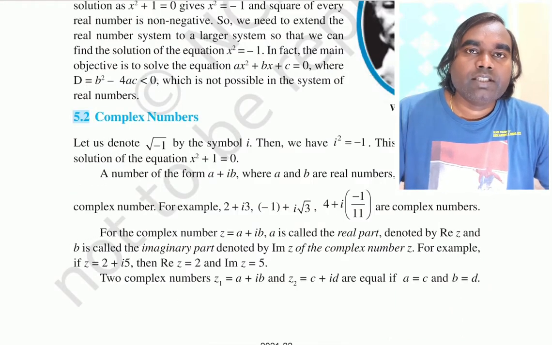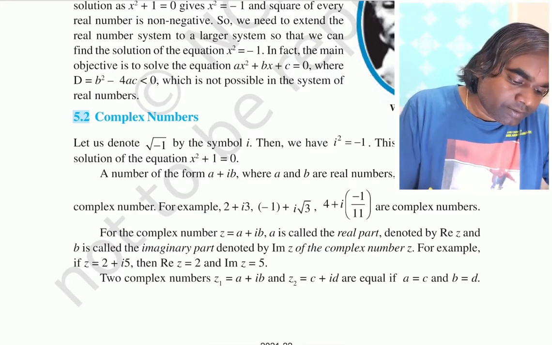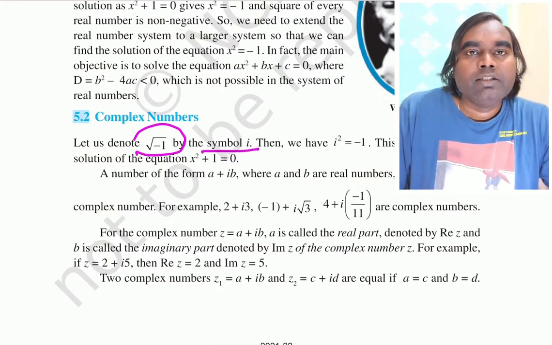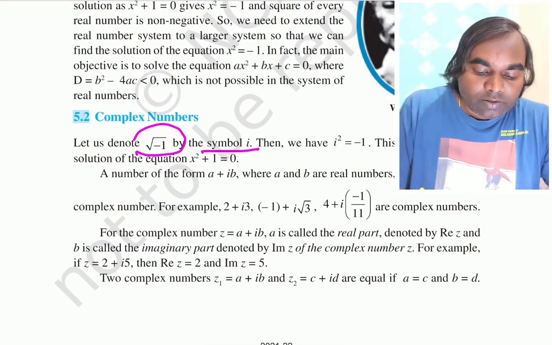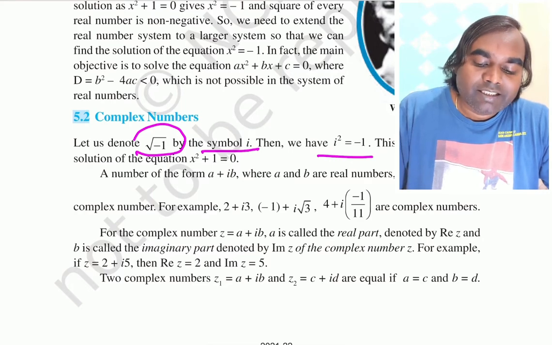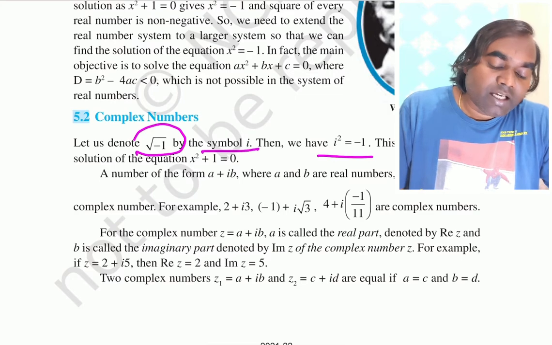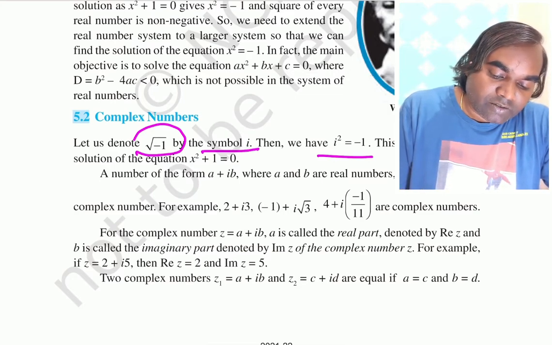So let's start the lecture by denoting the square root of -1 by the symbol i. This symbol is known as iota. So we have i square is equal to -1. This means that i is a solution of x square is equal to -1.